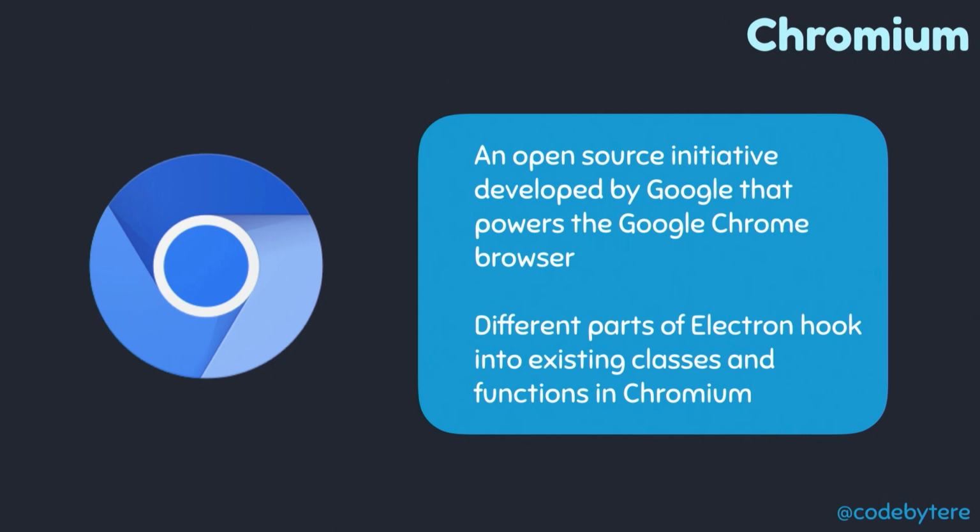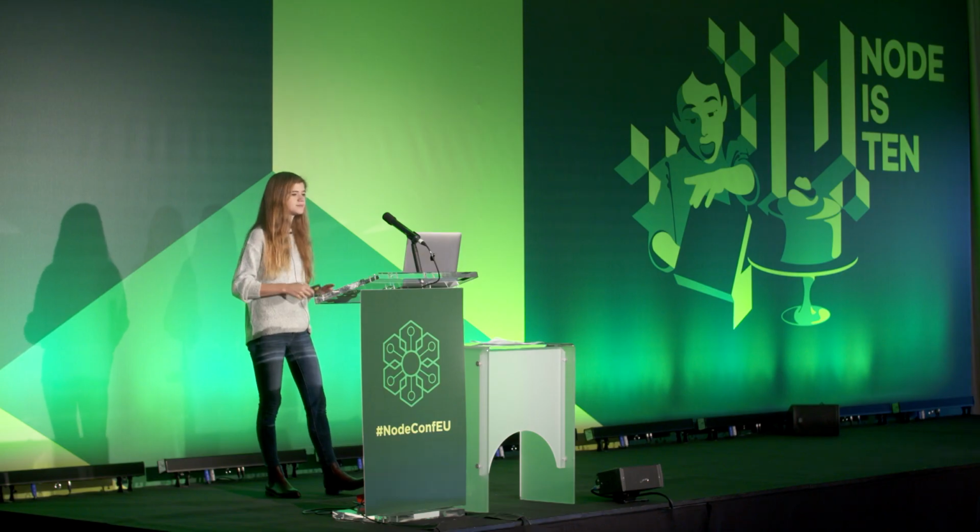And this brings us a bit out of order to our final big dependency, Chromium. Chromium, which I've mentioned intermittently throughout this presentation, is an open source initiative developed by Google that backs the Google Chrome browser. It enables Electron to create fully formed GUIs. And so different parts of Electron hook into and depend on Chromium in order to do that.